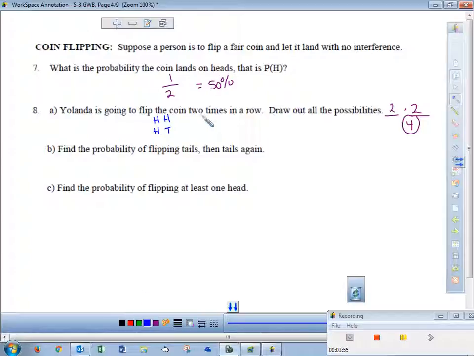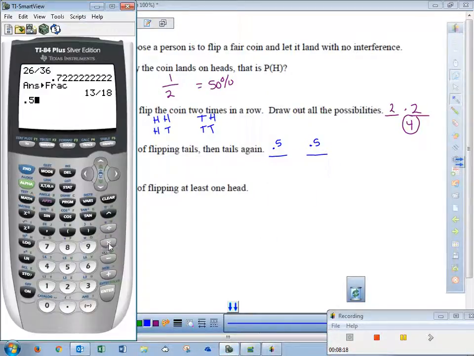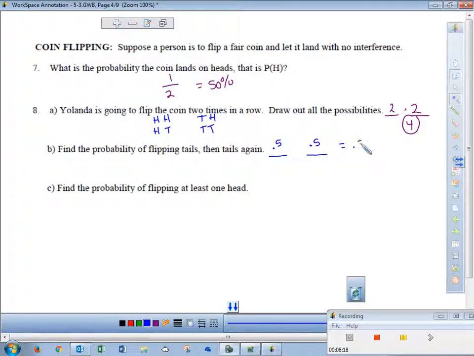Well, now if they flipped tails on the first one, you could do tails and heads, and tails and tails. Right, there's our 4 possibilities. Find the probability of flipping tails and then tails again. So boom, boom. Now we need their probabilities. It's a 50% chance to flip tails, and then it's a 50% chance to flip tails. So 0.5 times 0.5 is going to give us 0.25 in that situation. So 0.25 is a 25% chance.